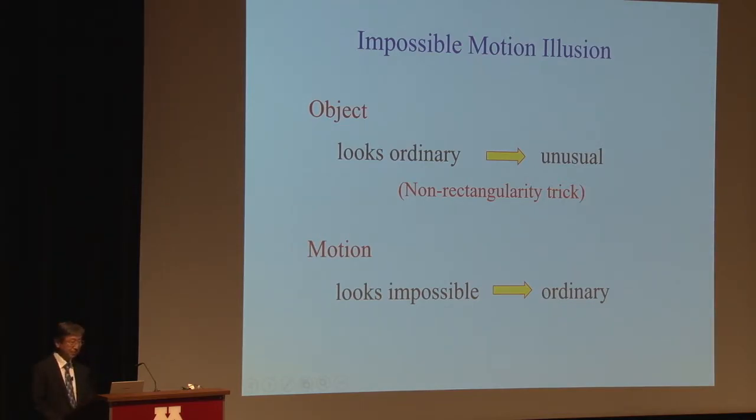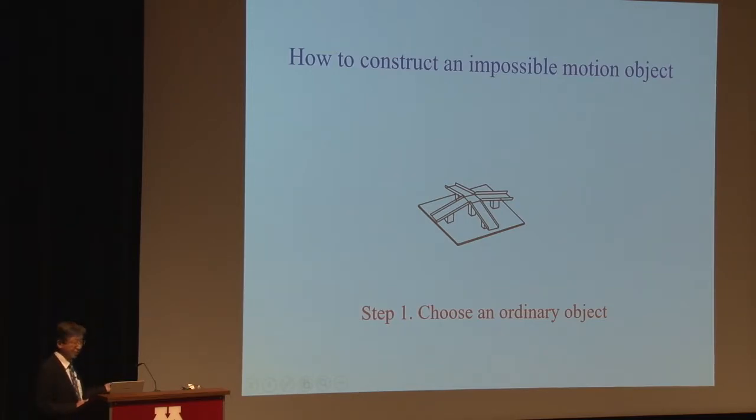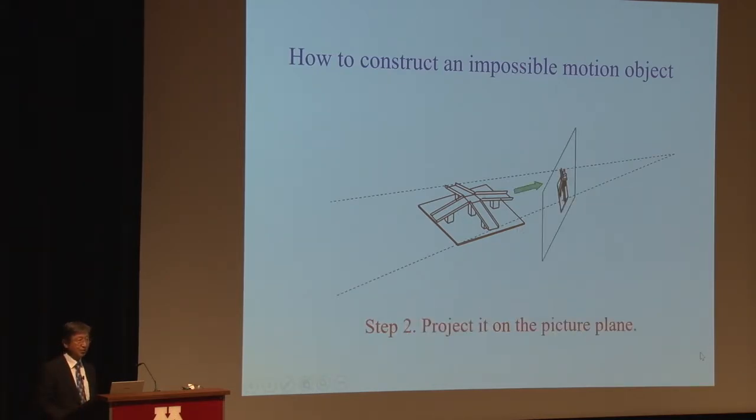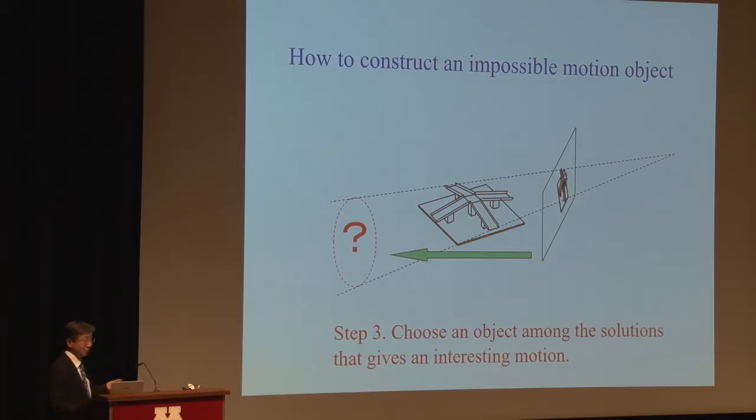Possible motion illusions. Now, when we see them, the object looks like ordinary, and motion looks like impossible. But the reality is that the object itself is unusual, and the motion is obeying the physical law. And I construct this kind of object in the following way. First, we choose an ordinary object, and next, we project it to some planes and get the picture of the ordinary object. And finally, I construct a system of equations and inequalities I have just shown you and find the solution. There are many solutions, and among them, I can choose one object which will make interesting motion.